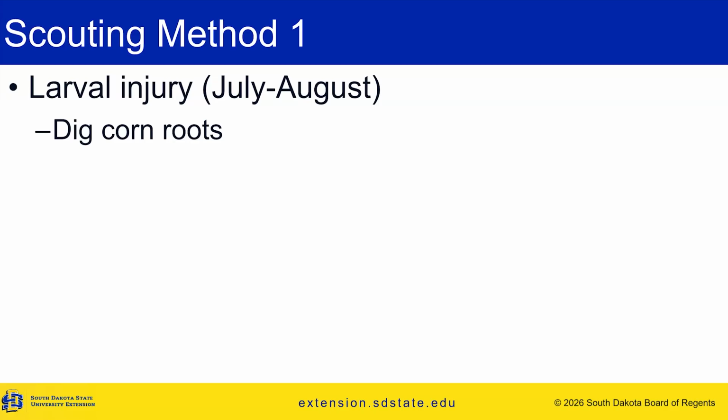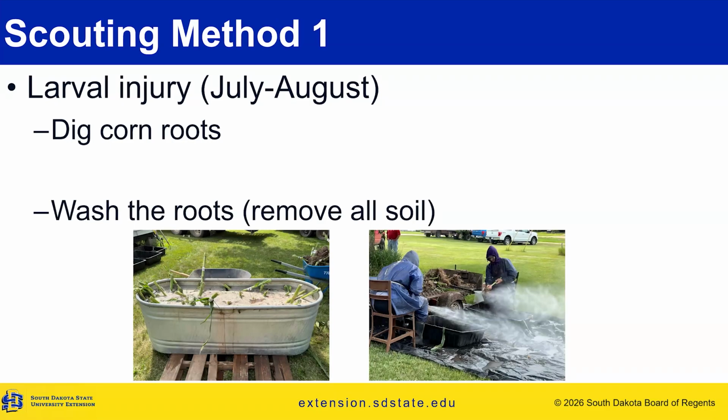If you dig too early, the larvae may still be in the plant and you may underestimate the injury that's actually occurring. And so for this, you go out and you pick random roots, you dig them. You should try to spread out throughout the field.